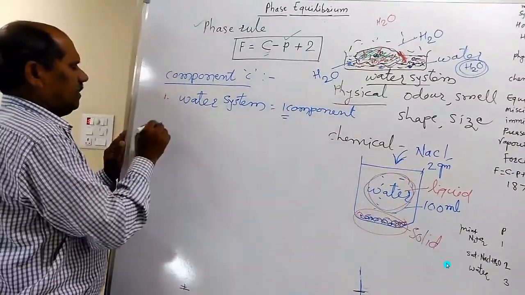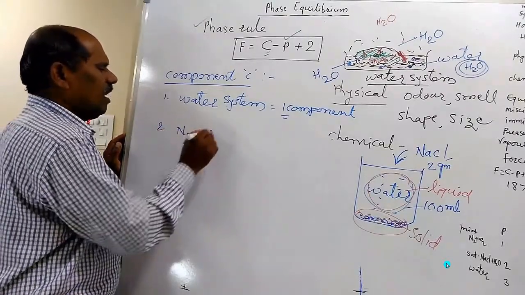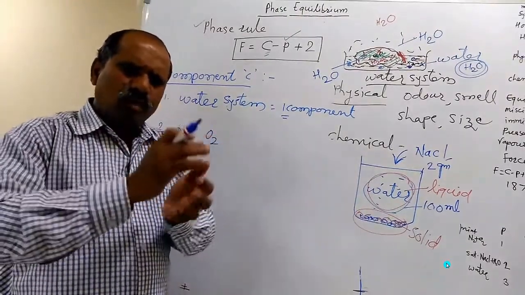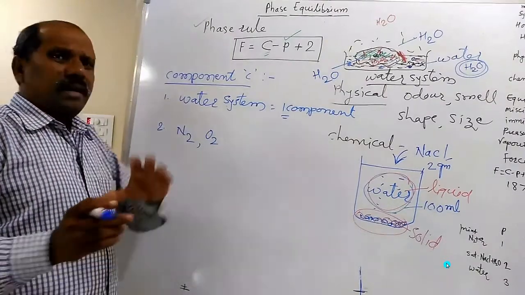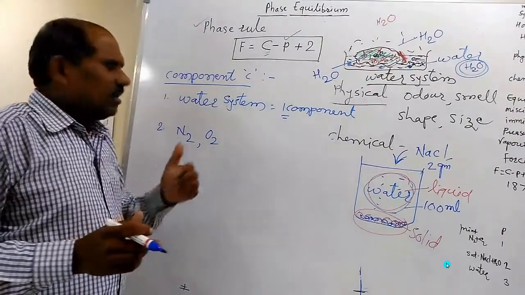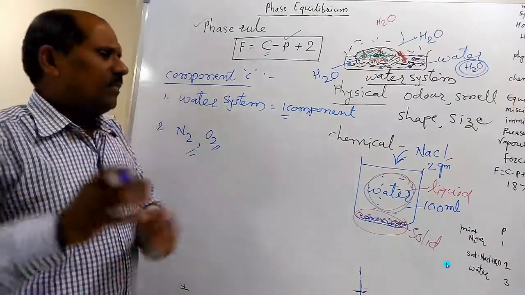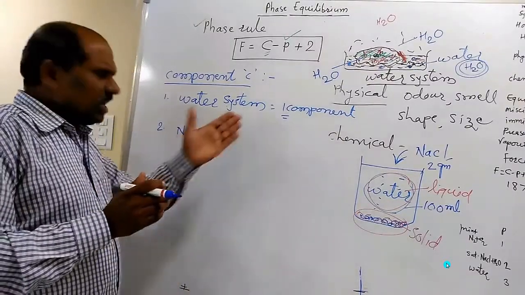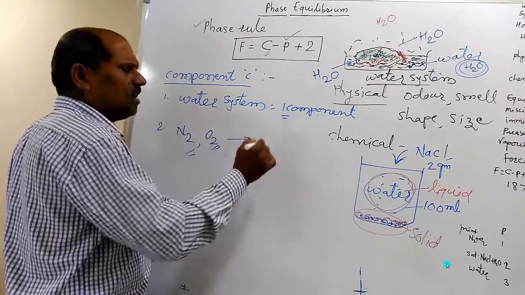Another example. Take an example of a mixture of gases, nitrogen and oxygen. Whenever they mix with each other, they form a homogeneous gas. But it requires two chemical constituents to express the composition of the system. Nitrogen and oxygen, these are the two separate components which are required to express the composition of the given system. And hence, for the mixture of gases in this case, components are two.